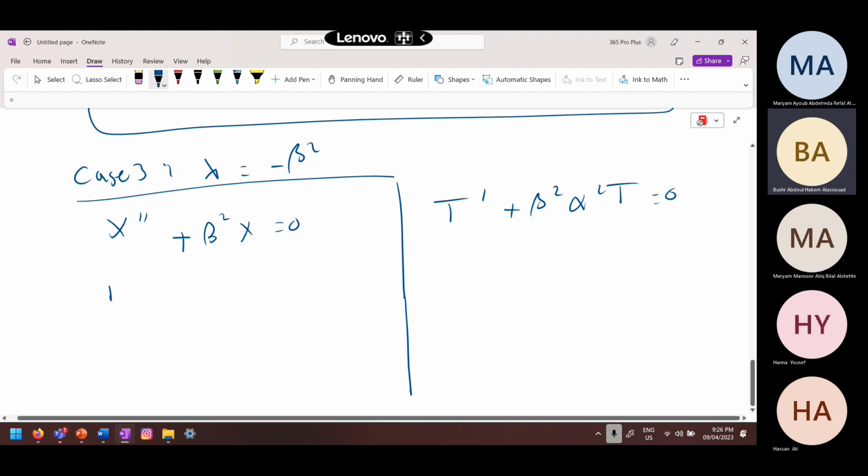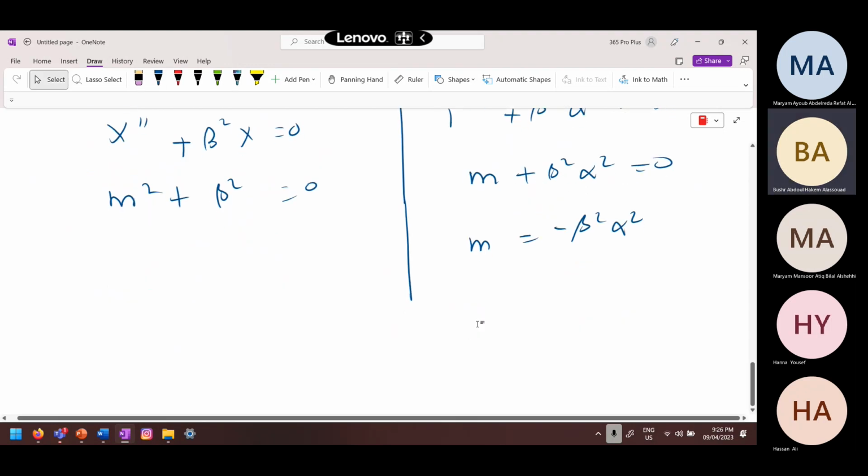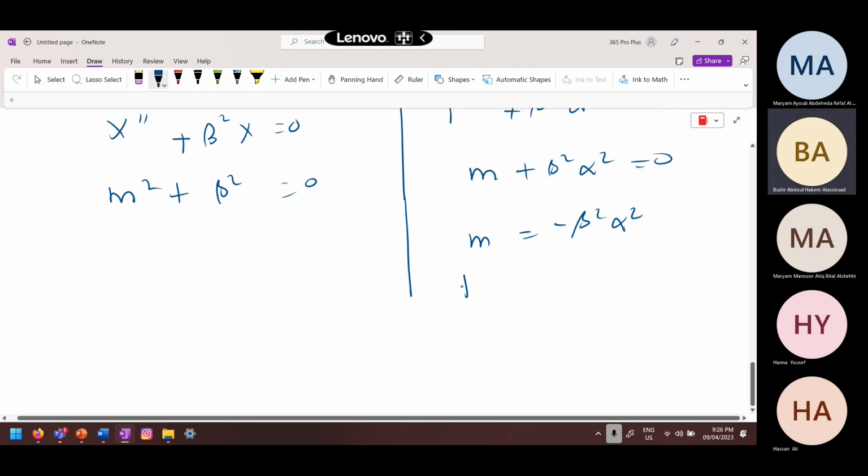So now this will become m squared plus beta squared alpha squared equal to zero. This will be m equals negative beta squared alpha squared. And this will give you the solution of T: C1 e to the power negative beta squared alpha squared t.